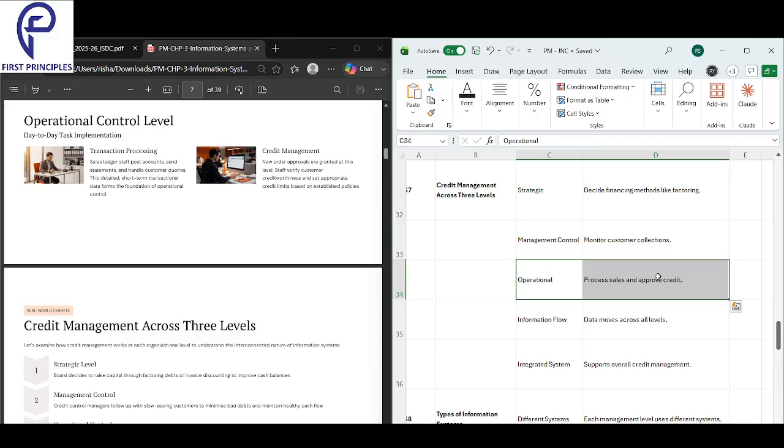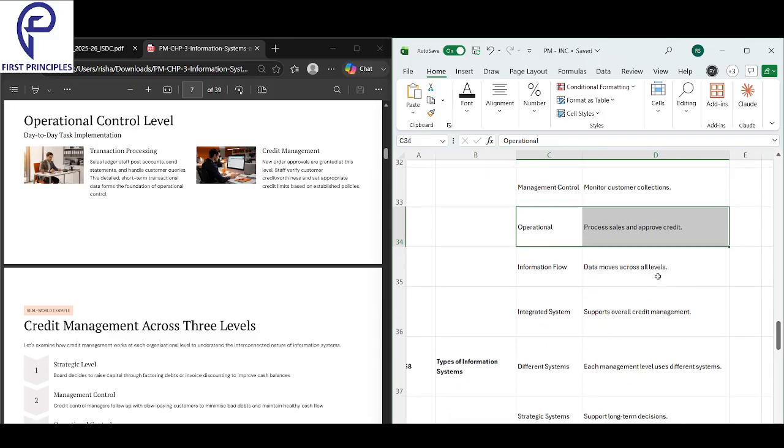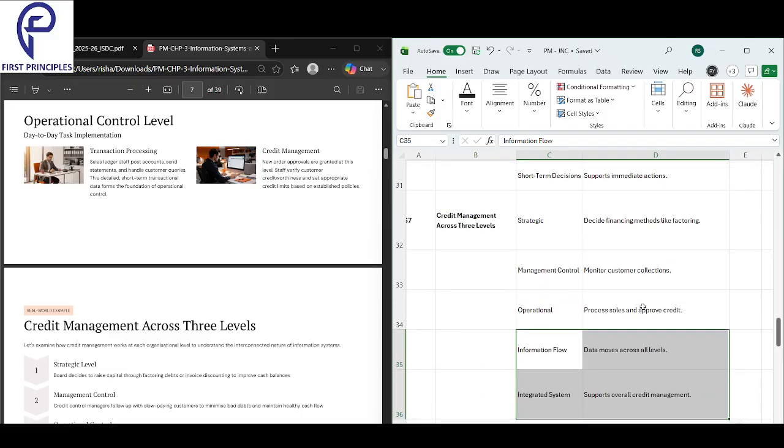Okay, that is the operational level. They'll decide, should I give you credit or not. Middle management, they'll get into customer collection. After it has been given, collecting from them will be probably their task. And then finally, strategic level. They decide the financing methods. Information flow, data moves across all the levels and the system will be integrated. Okay, two more slides, guys.